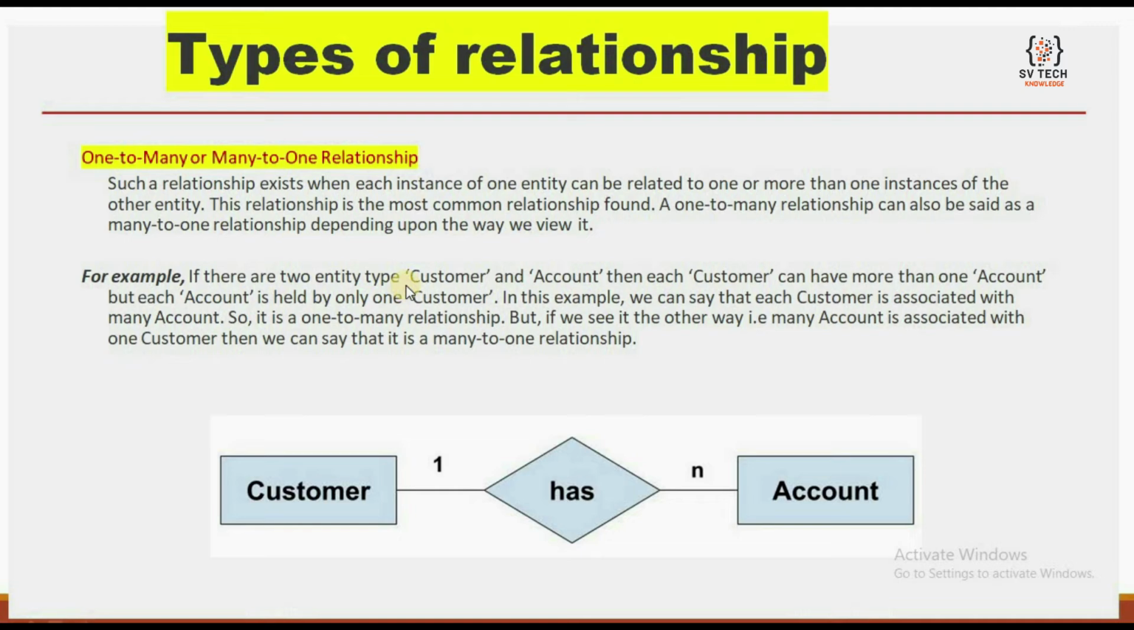If there are two entity types, customer and account, then each customer can have more than one account, but each account is held by only one customer. In this example, we can say that each customer is associated with many accounts, so it is a one to many relationship. But if we see it the other way, many accounts are associated with one customer, then we can say that it is a many to one relationship.